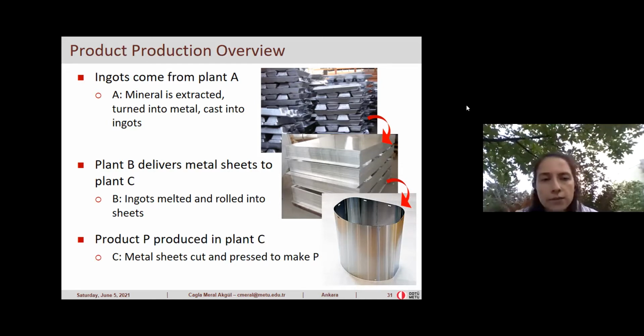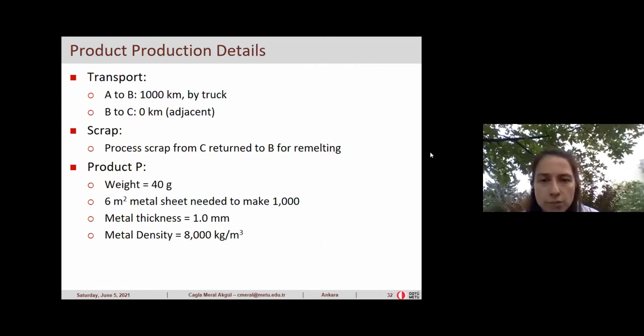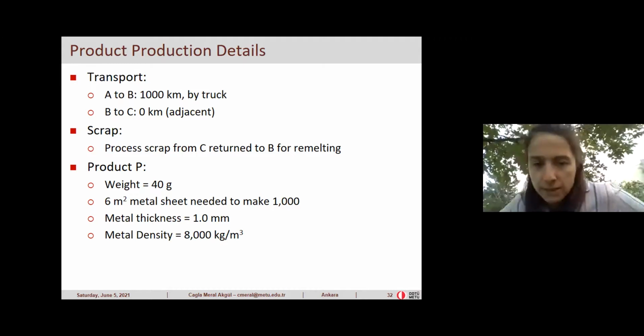And there are certain things that you should keep in mind. First, look at production details. I first check transportation. From plant A to B, it's 1,000 kilometers by truck. Plant B and C are adjacent, so 0 kilometers. Then I check the scrap. And processed scrap from plant C is returned to plant B for remelting. So scraps are remelted in plant B.